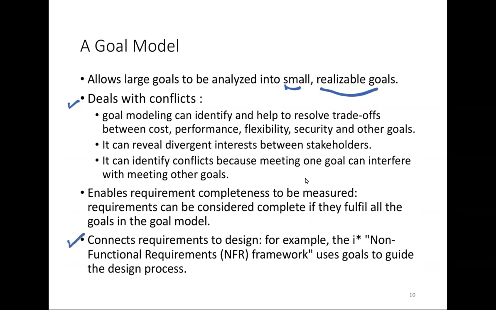For example, when we study different notations or different languages for building a goal model, in particular the I-STAR notation, which is a commonly used non-functional requirement framework, it uses the goals to guide the design process. So the idea of the I-STAR notation is not only to build a goal model to represent the goals and how they are interacting, but also to guide the developers in the design phase. That being said, goal models are very important.